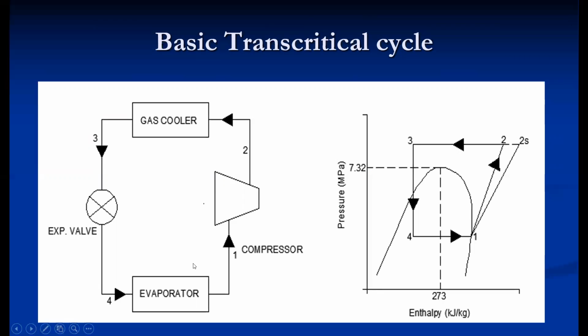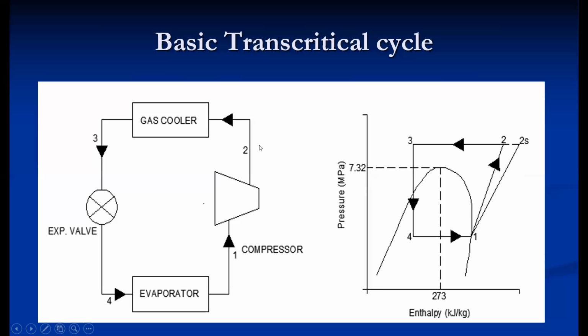So first of all, we will try to understand what this transcritical cycle is. Like a conventional refrigeration system, it also has 4 basic components: compressor, gas cooler (here the condenser is replaced by a gas cooler), expansion device, and evaporator. So we start from point number 1, which is on the saturation curve. 1 to 2 is the compression process. If it is an ideal compression process, it is isentropic compression, 1 to 2s. Practically, it is 1 to 2.